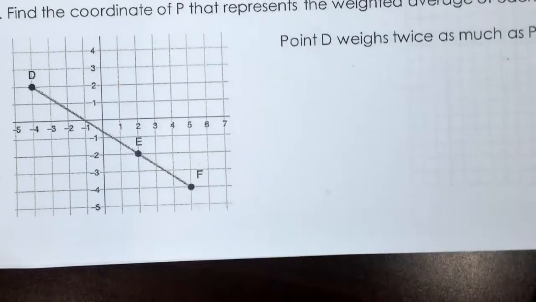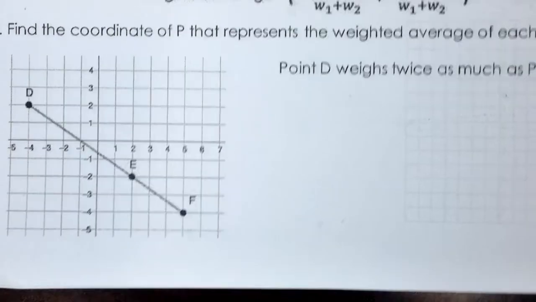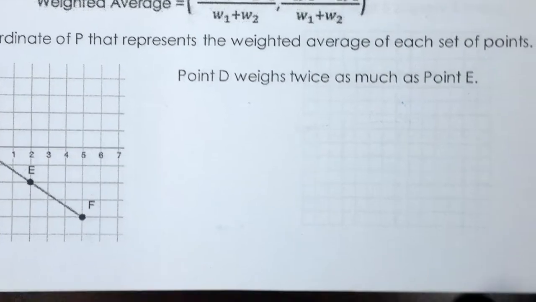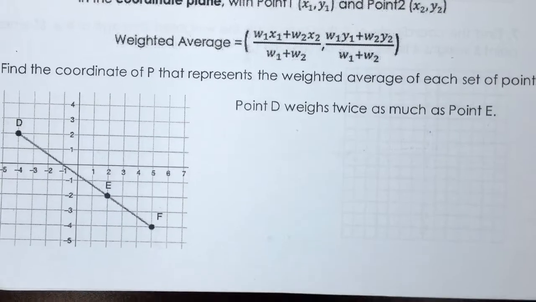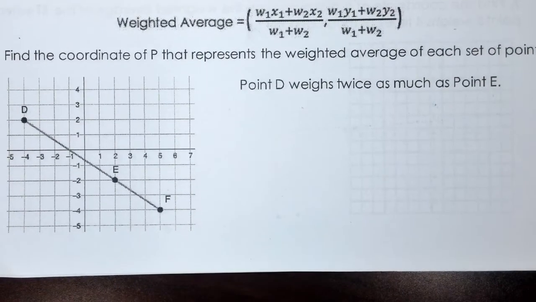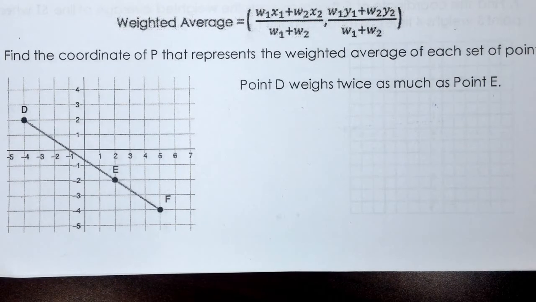Alright, find the coordinates of P that represents the weighted average of each set of points. So this is on the graph. So you should obviously know that you got to pull your coordinates off the graph, but y'all know how to read coordinates now, which is good. And then they say point D weighs twice as much as point E. I'll worry about that after I get my coordinates written down.